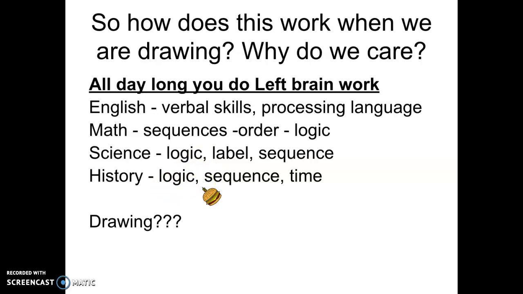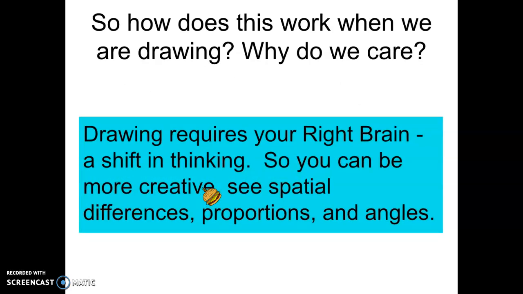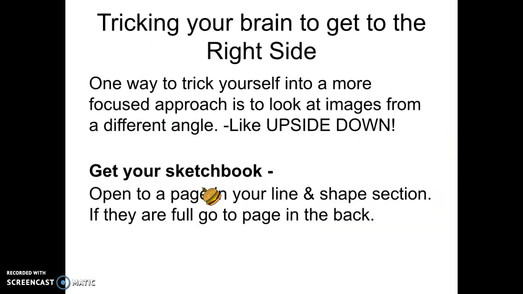But in drawing, that's not necessarily what we're after. I really want you to be able to switch to your right brain thinking. And so we're going to do a lot of activities to help you get there and to build your creativity. So our first step was observation, and then the elements and principles are intended to help teach you what to see and how to notice things differently. And now we're going to really focus on your observation in spatial differences and proportions and angles. So asking questions and thinking about your right brain. So we're going to trick your brain to getting to the right side.